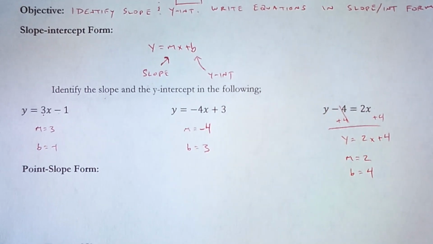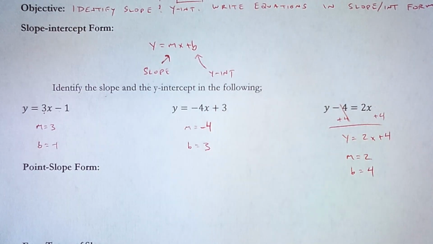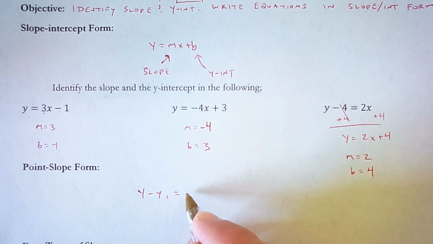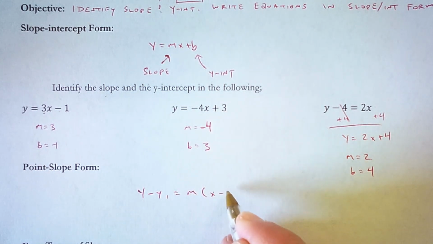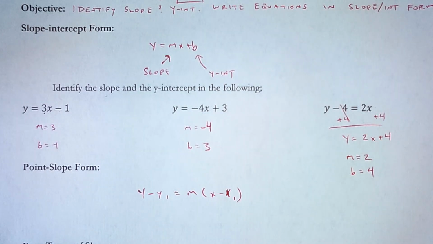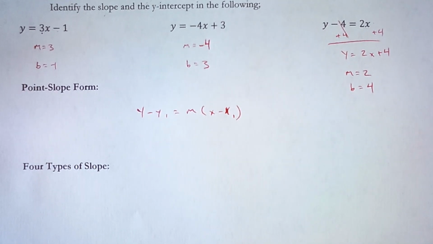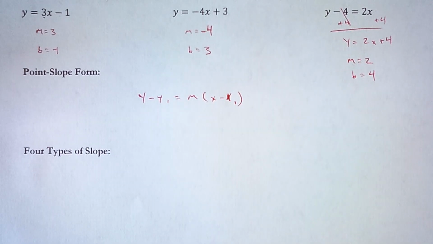Now let's talk a little bit about point-slope form, and then we'll use this in the next video. Point-slope form is this: y minus y1 equals m times x minus x1. And again, in the next video, we'll talk about how to really use this in order to write an equation in slope-intercept form. Now, there are 4 different types of slopes. Let's just talk about that, and then we'll wrap this video up.